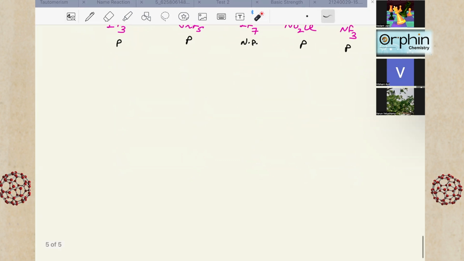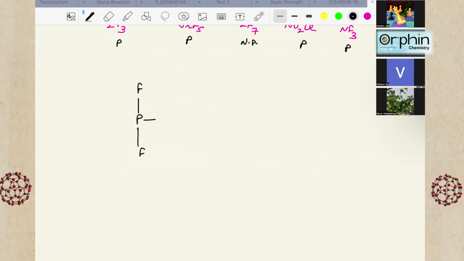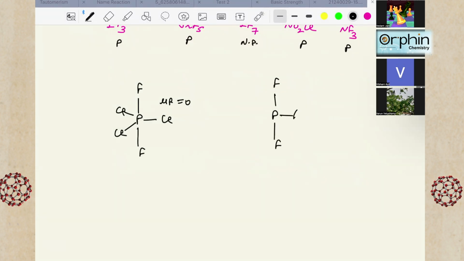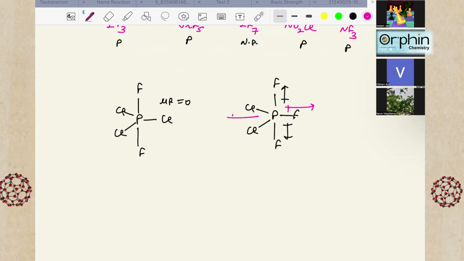PCl3F2: we have to draw it, and we know the more electronegative atom will be on the axial position here. So here you can see the net dipole moment is 0. If we talk about PF3Cl2, it will be like this. The dipole from above is cancelling, but the dipole moment in the plane is not cancelled. They are opposite, but not equal. So the net dipole moment is not equal to 0.